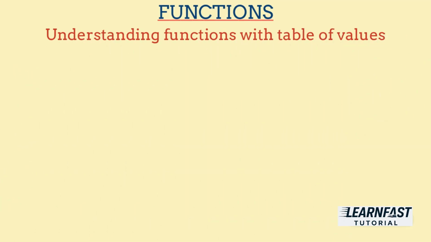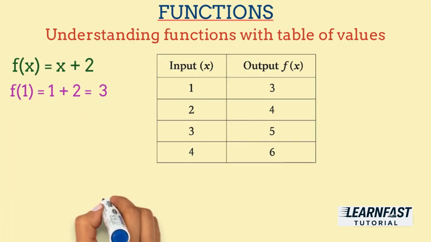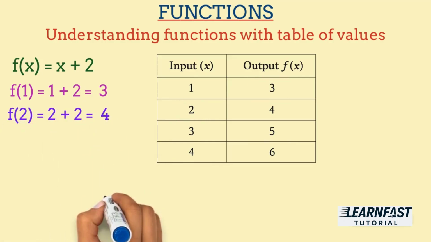Understanding functions with table of values. Tables also help students understand functions easily. Let's take, for instance, f of x is equal to x plus 2. Now let's create an input-output table. From this table, we can see the input x to contain 1, 2, 3, and 4, and the corresponding output f of x to contain 3, 4, 5, and 6. This shows that when x is equal to 1, f of 1 is equal to 1 plus 2, which is equal to 3. When x is equal to 2, f of 2 is equal to 2 plus 2, which is equal to 4. Pause a bit.